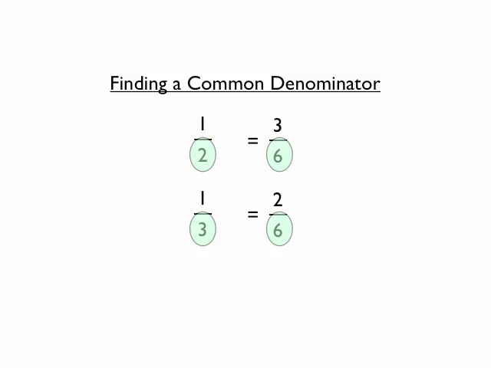Note that when we convert a fraction to a new denominator, we must multiply the top and bottom by the same thing. For our top fraction, we multiplied the 2 in the denominator by 3 to make the common denominator of 6, so we must also multiply the numerator by 3. For the fraction 1/3, we multiplied the 3 in the denominator by 2 to make the common denominator of 6, so we also multiplied the numerator by 2.